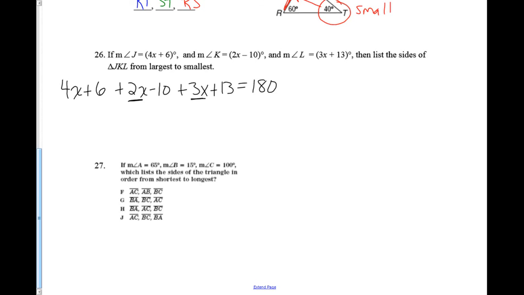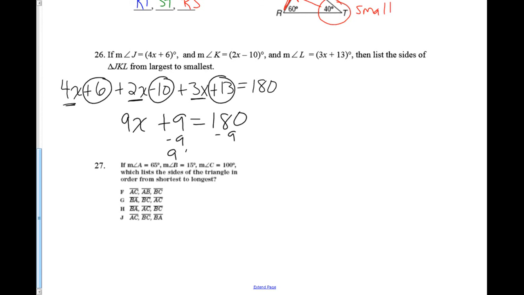I have a total of 9x plus 9 is 180. I subtract 9 from both sides, and I get 9x is equal to 171. I divide both sides by 9, and I get x is equal to 19. Now that I have x is 19, I need to take the 19 and replace my x right here. So on my calculator, I'm going to do 4 times 19 plus 6, and that's going to give me that angle J is 82 degrees.